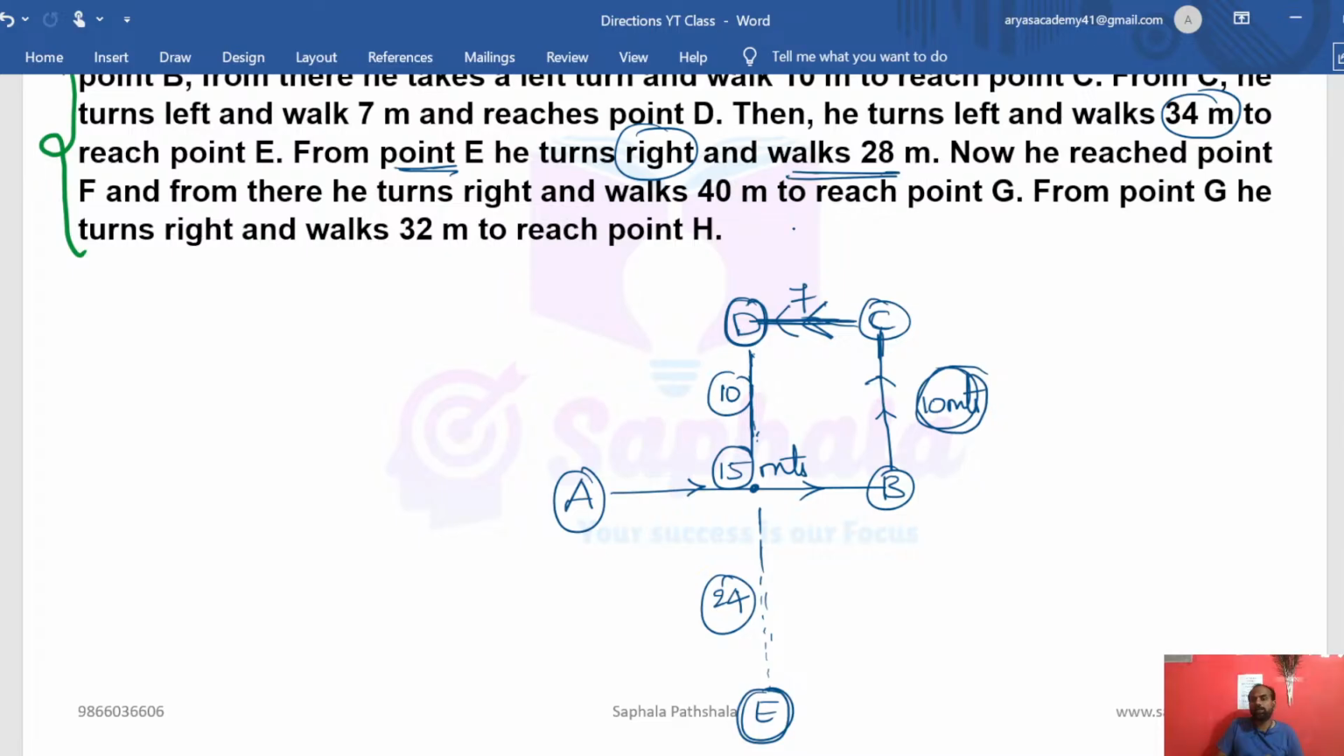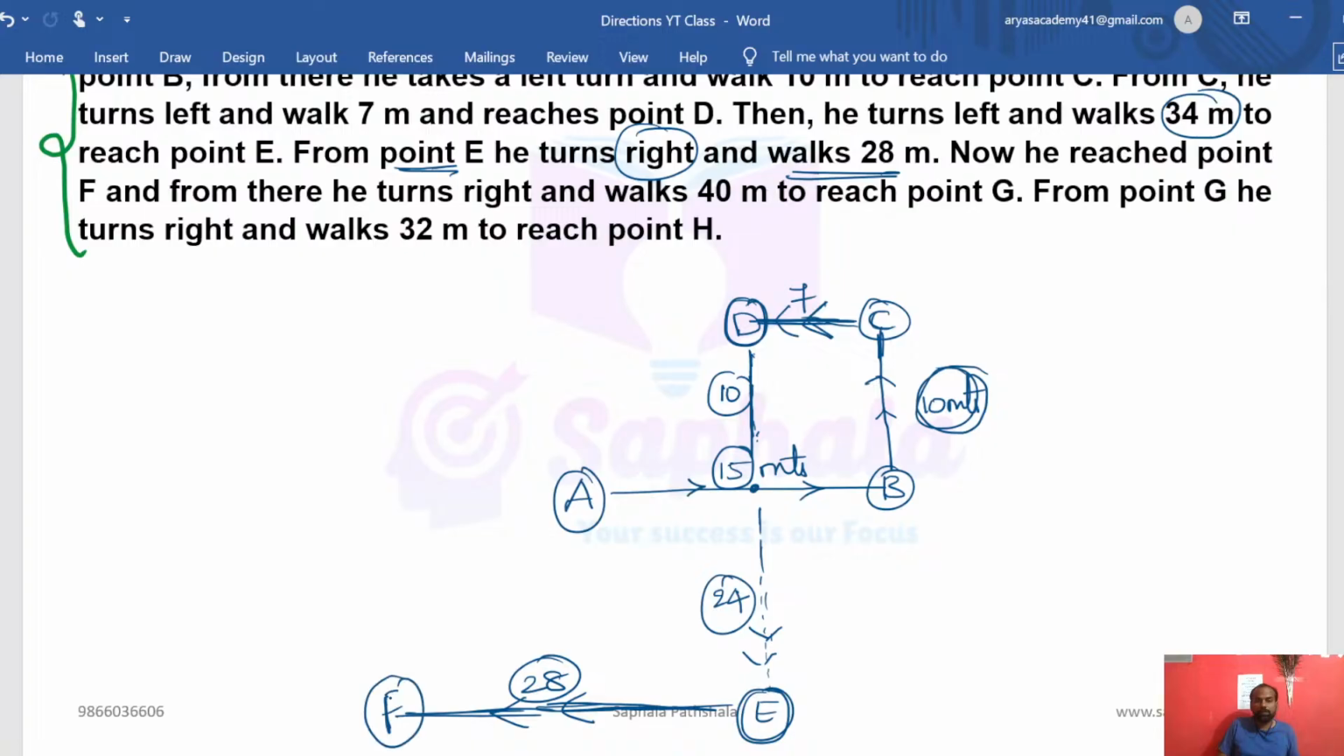See, he is actually going this way. If he turns right, he has to move towards which direction? Towards west, and walked for how much? 28 meters. So he has gone in this direction towards west for 28 meters. Okay. Now he reached point F. Here comes point F.